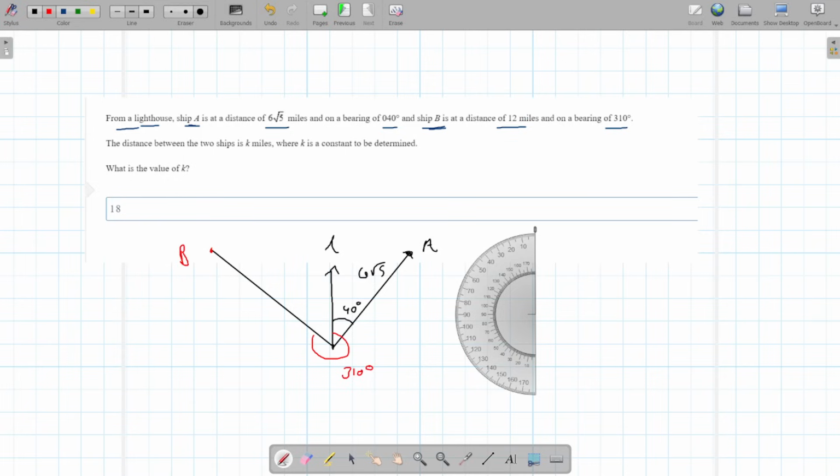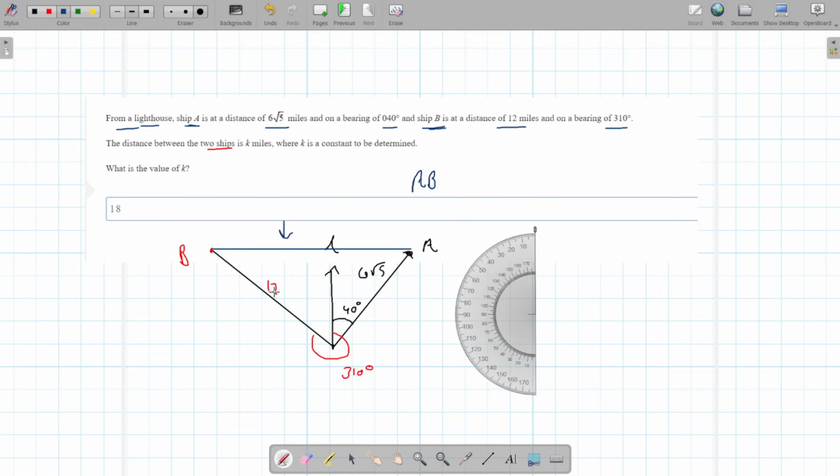And we said it's 12 miles, right? Okay, what is the distance between the two ships? So we want this distance between A and B. Let's draw it in blue. How do you do this? To calculate, we have the side, sorry, we want the side. This was 6 radical 5 over here, this is 12 here, and we want the side AB, right?